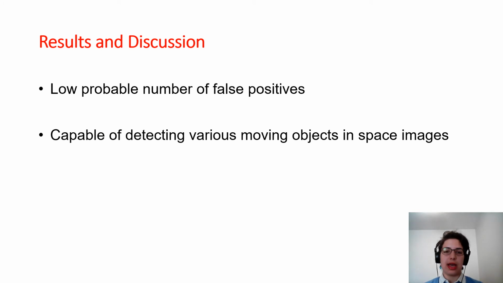This approach has a low probable number of false positives, which is a big step toward detecting moving objects automatically. Besides that, we expect that this algorithm is capable of detecting various moving objects in space images rather than just asteroids and comets.